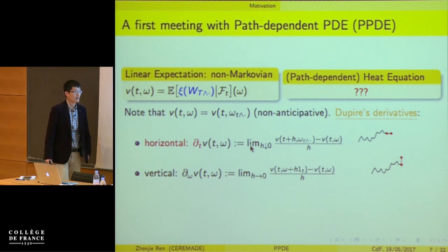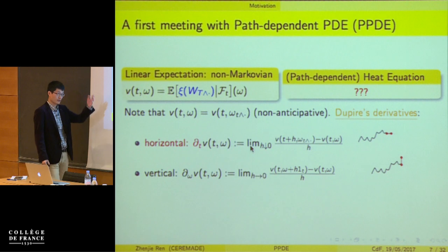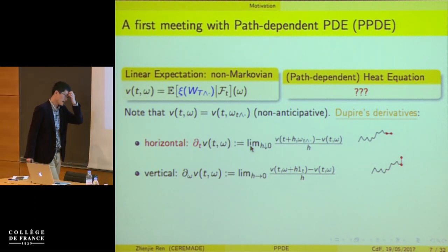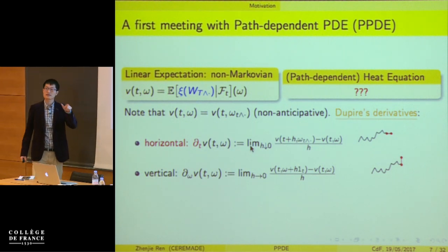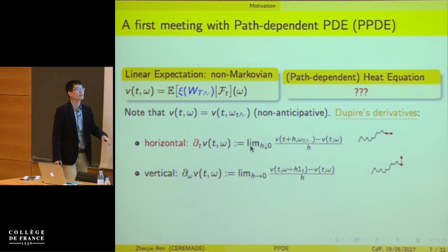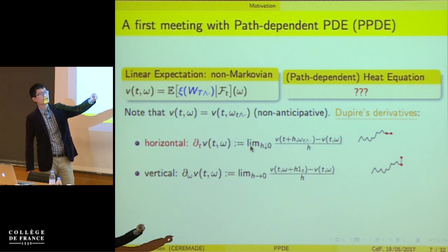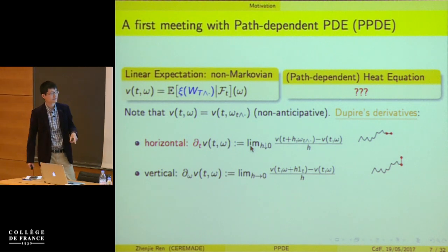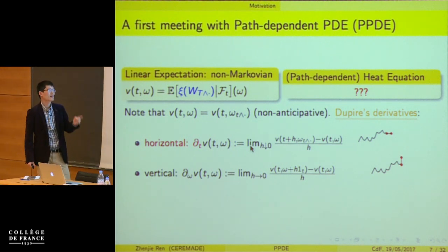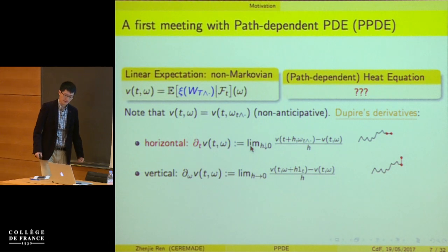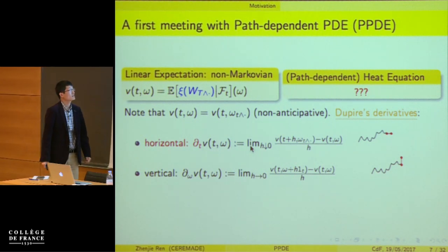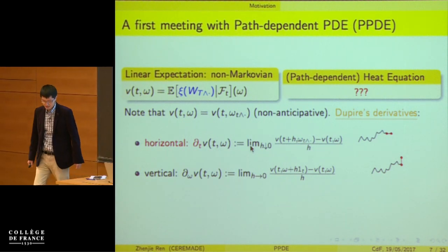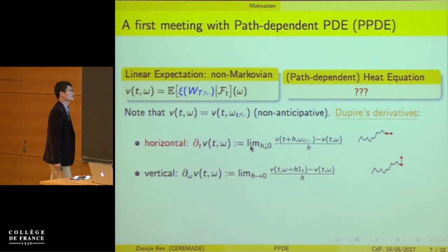So the vertical derivative is more natural to define. Here the perturbation is on the path omega at the moment time t. At time t, you make a perturbation of the value of omega t and define the limit as the vertical derivative. Here I note in red the horizontal derivative because there are some delicate issues about this definition.